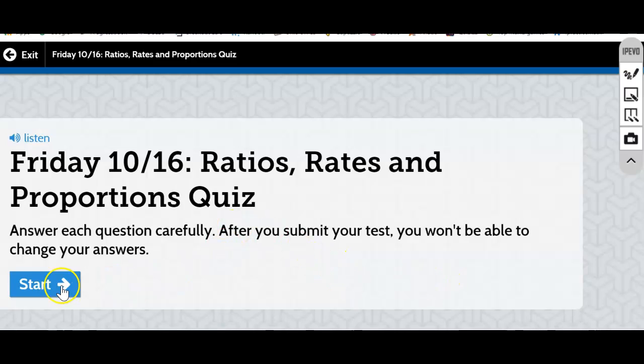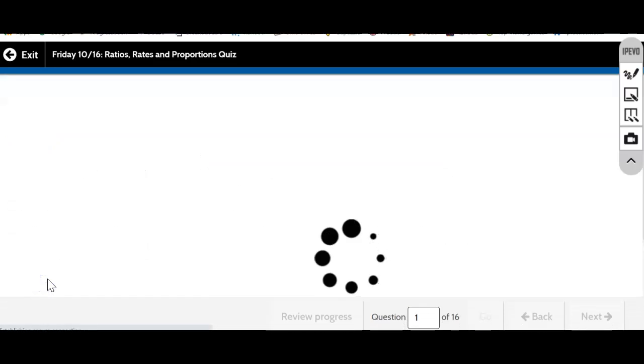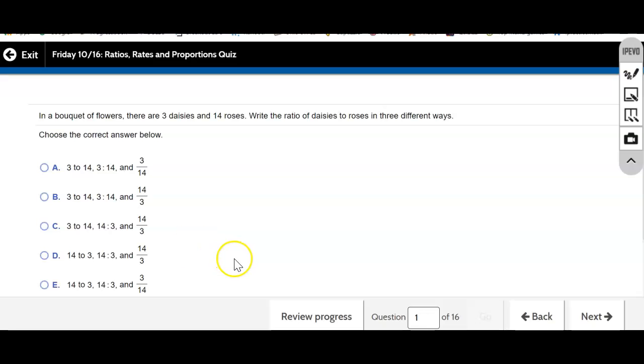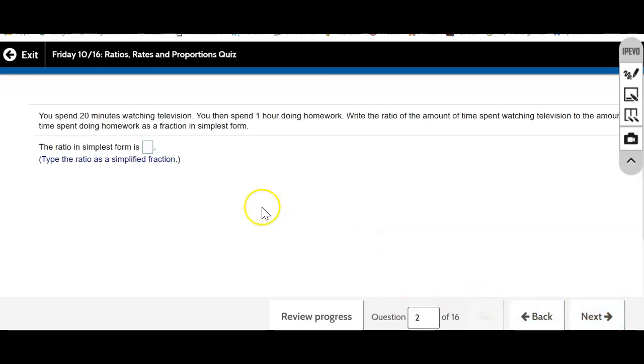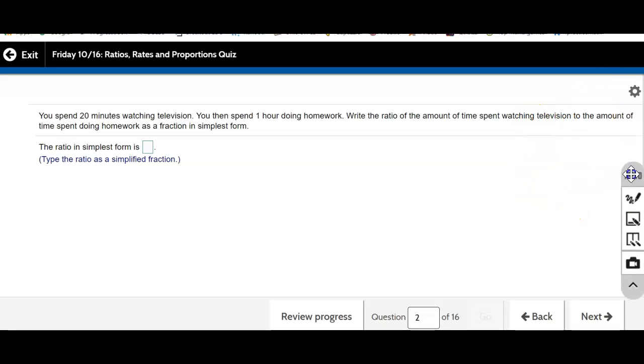All right, so the first thing you will see on the quiz will be what we did that first day, writing ratios 3 different ways. You guys remember that? Okay, we have this one. It was one of the tricky ones from that first lesson. So I'm going to show you this one.